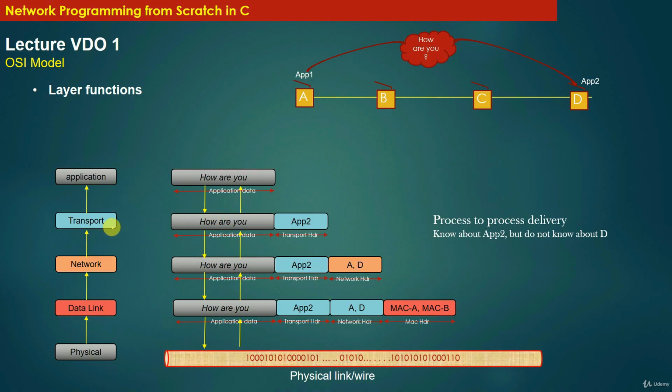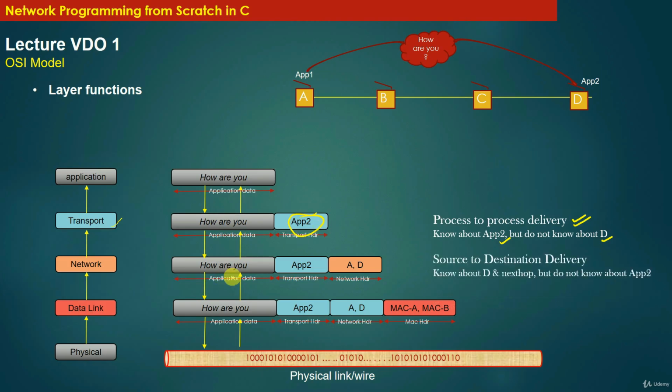So as you know, the transport layer encodes only the application identities which are communicating with each other. Therefore, the transport layer has the responsibility of process to process delivery. The transport layer knows about the receiving process as well as the sending process, but it does not know which machine in the network application 2 is running on. You can see that in the transport header, we encode only the process information. We do not encode the machine information, that is, we do not encode any identity of machine D or machine A.